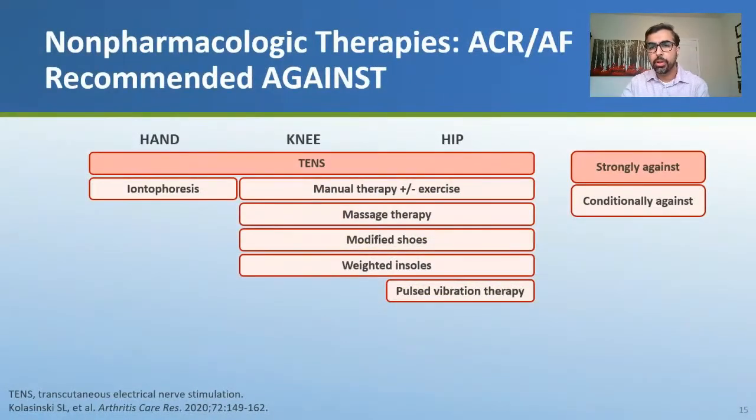Non-pharmacologic therapies that the ACR had recommended against include a TENS unit for all three, hands, knee, and hip, iontophoresis for the hand, which is conditionally against manual therapy and exercise for the knee and the hip, conditionally against massage therapy, modified shoes, and weighted insoles for both the knee and the hip, and also pulse vibration therapy specifically for the hip.